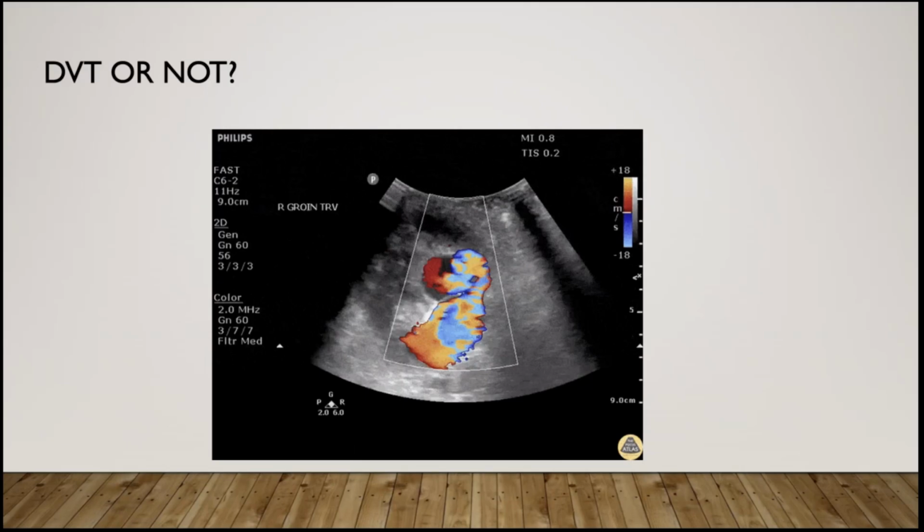And then, okay, here's another question: DVT or not? You can pause if you're thinking about it. This is actually also the yin yang sign, not as orderly and neat as the other one, but it still shows that bidirectional flow of both the red and the blue, representing the blood going away from and towards the probe. So that is not a DVT.